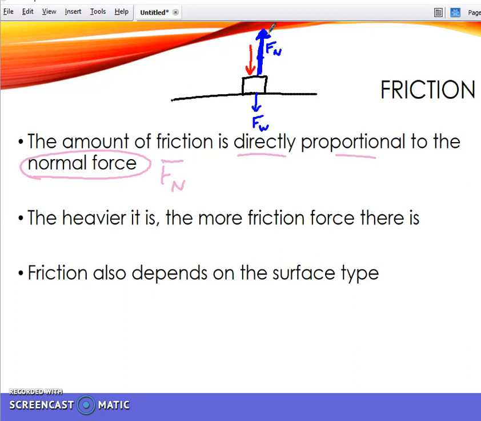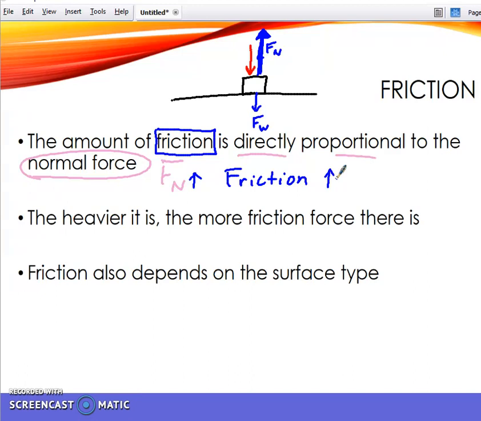You'll notice that it is much more difficult to slide because what we have done is increase the normal force, thereby increasing the friction. Okay? As Fn, the normal force, increases, friction also increases. So the heavier something is, the more friction force there is. That's why it's more difficult to move a piano than it is a keyboard.